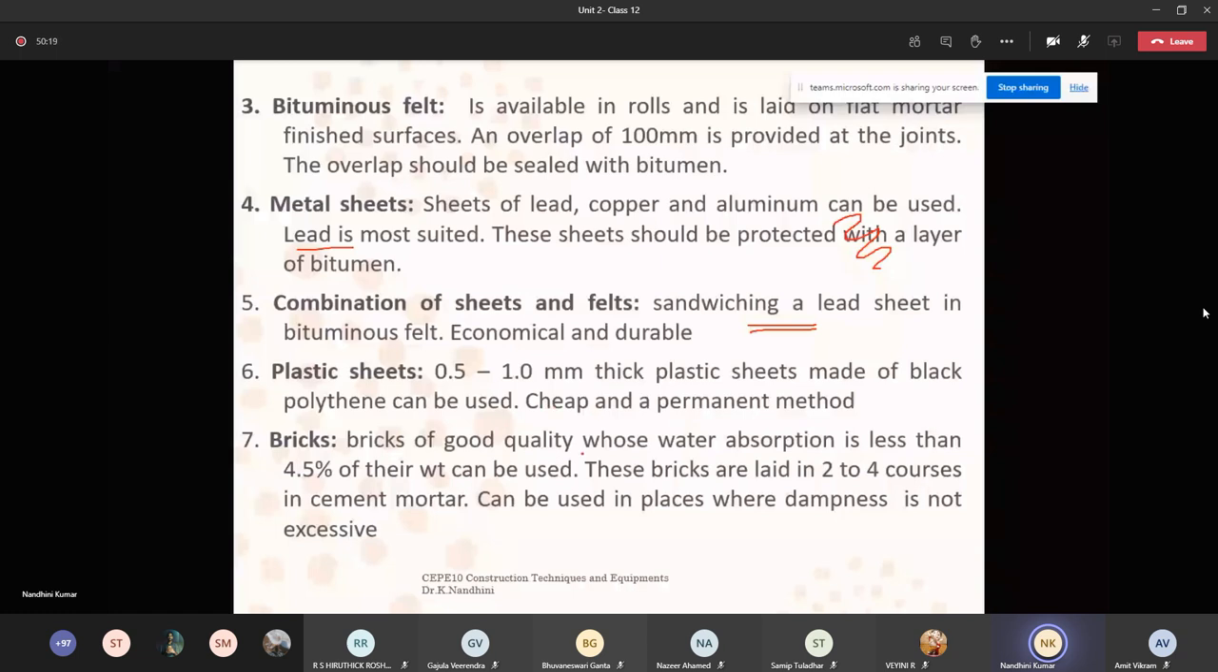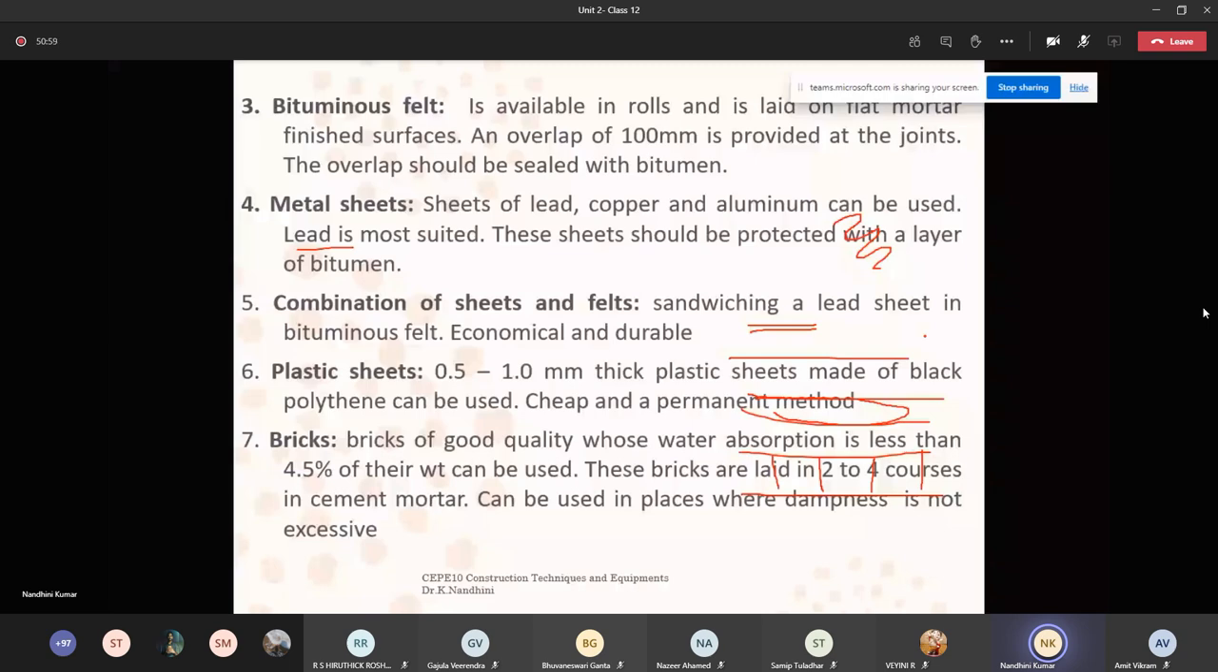Bricks of good quality whose water absorption is less than 4.5 percent of their weight can also be utilized. These bricks are laid in 2 to 4 courses in cement mortar. You remember your horizontal layer is called the course. This is your course. Do you remember or you forgot? Yes, ma'am. Okay, this is called the course. You provide 2 layers and you put your cement mortar. Again, you provide either 2 layers, put your cement mortar, or you can take it to 3 or 4 also.